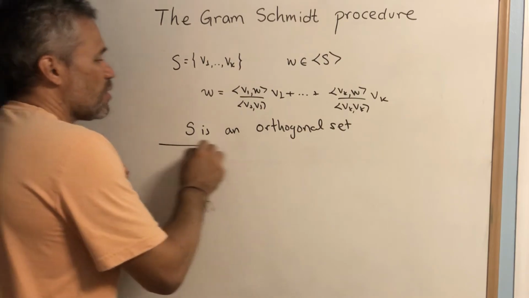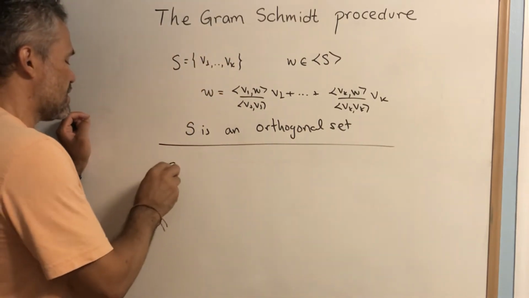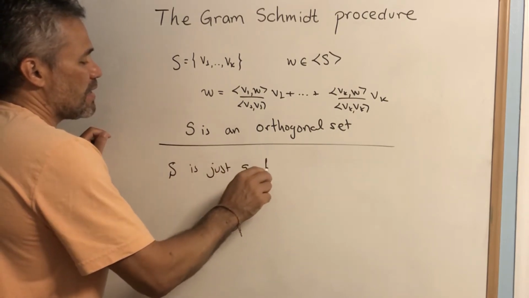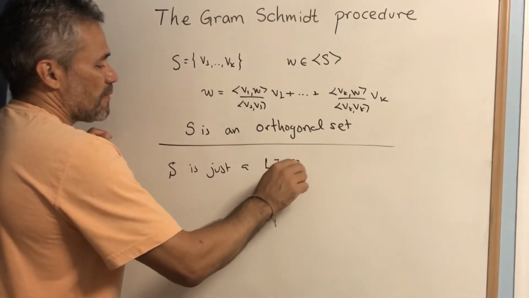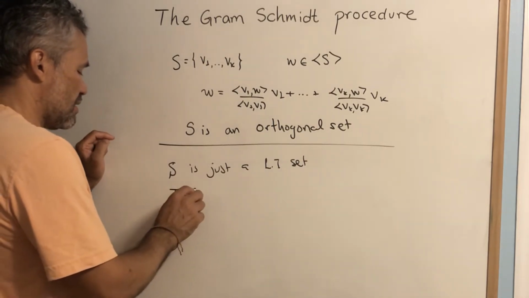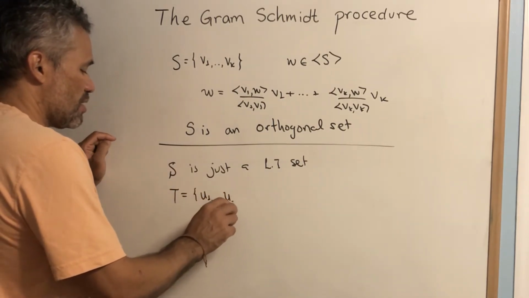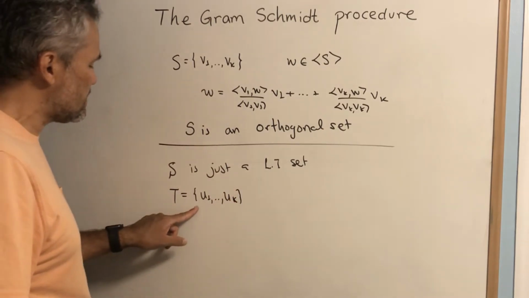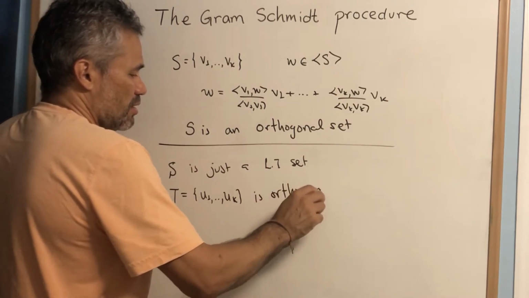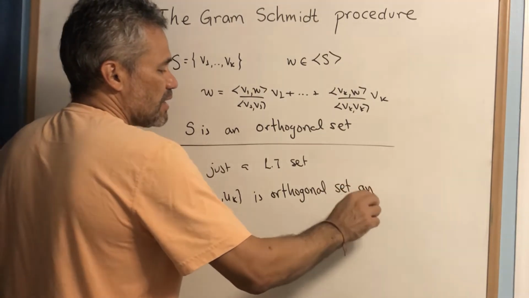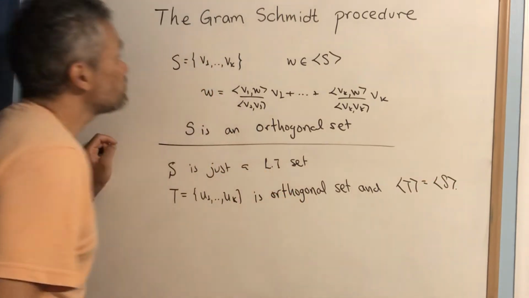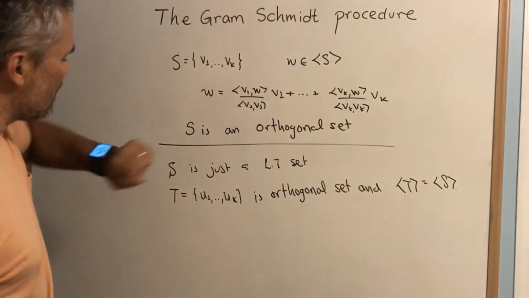This is true under the assumption that S is an orthogonal set. But what if S is not necessarily orthogonal, just a linearly independent set? Then we would like to have a collection T of vectors u1, ..., uk such that T is an orthogonal set, and the span of T is equal to the span of S. The Gram-Schmidt procedure guarantees this.